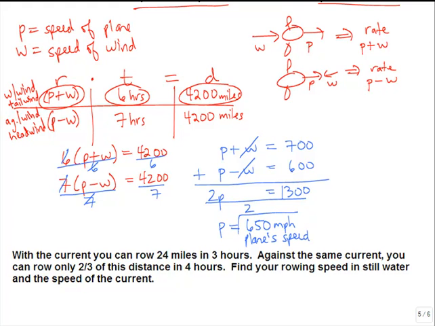So we have part of the answer. We still need the wind speed. So how do we find W? You could go back to the original equations, but here's another little tip. I like to go back to one of these right here, because these are going to be a little bit simpler. Since we know P is 650, let's plug in 650 right here, and that plus W is supposed to equal 700. So if we subtract 650, then that forces W to be 50 miles per hour, and that's the wind speed. And we're done.